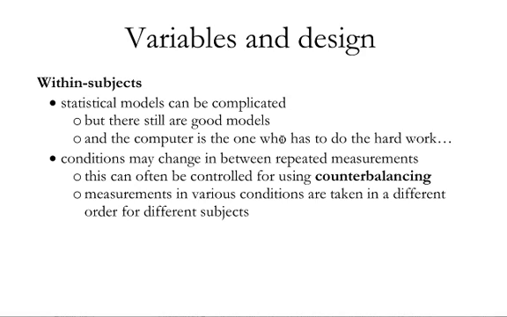Conditions can change in between repeated measurements. This is a real concern, but it can often be controlled for using counterbalancing. What does counterbalancing refer to? It means that if you're testing people in more than one condition, then you make sure that some subjects get the two conditions in one order and some subjects get the two conditions in the other order, or generalizing to more than two, you make sure that subjects get them in all the possible different orders. This helps ensure that you're not unduly influencing the measurements in one condition based on the time at which it was done in the experiment.